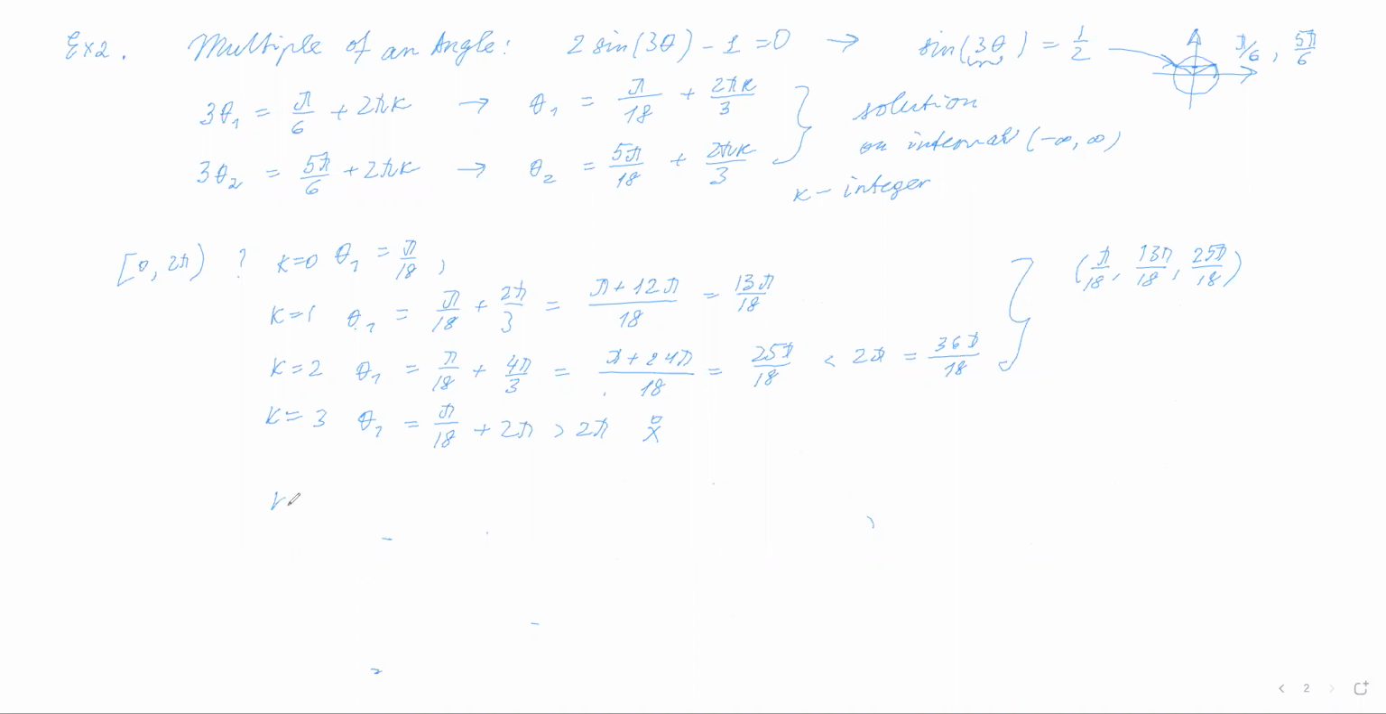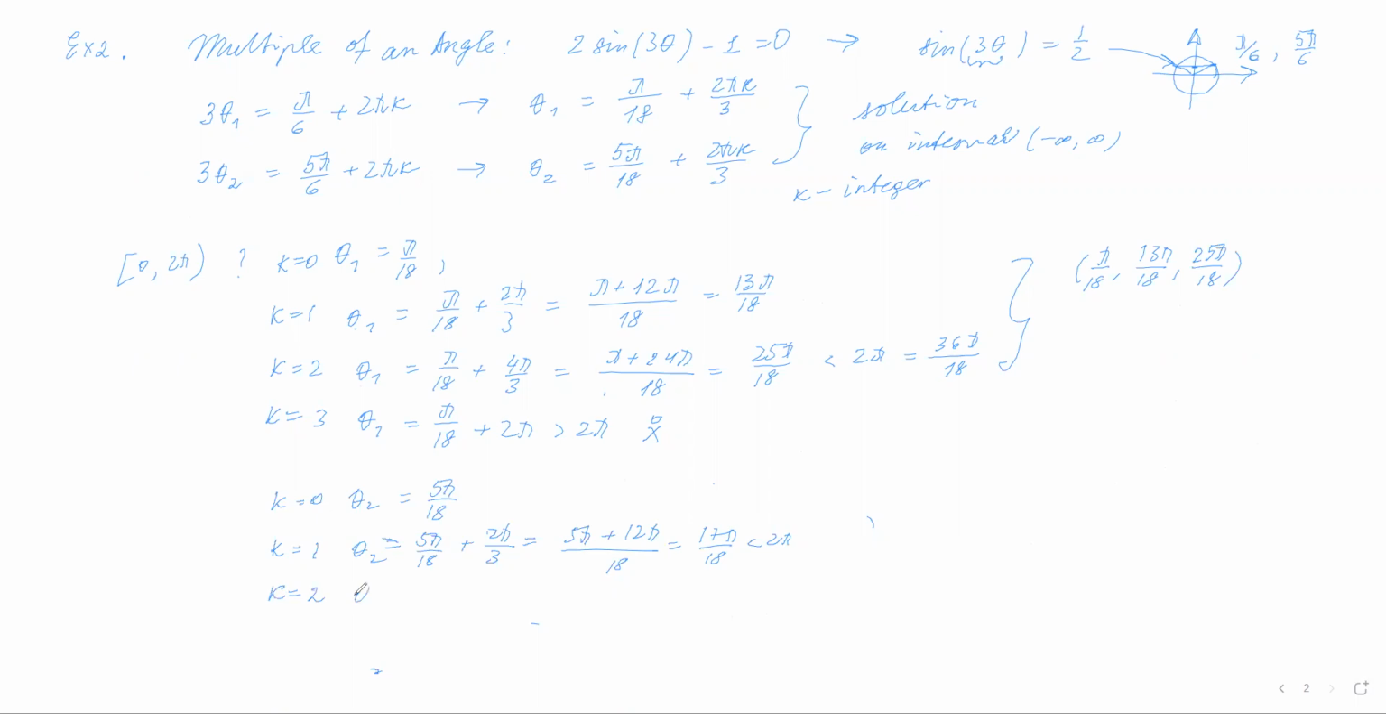Now I'm going to move to my second formula. In my second formula, I'm going to set k equals 0 and get theta 2 equals 5 pi over 18, right? And k equals 1, theta 2 equals 5 pi over 18 plus, we already know, 2 pi over 3, which, if we multiply by 6, gives 5 pi plus 12 pi over 18. Well, we do have 17 pi over 18. It's less than pi and of course less than 2 pi, so it fits.